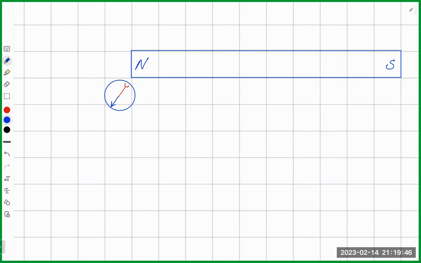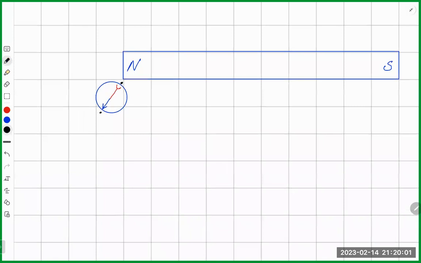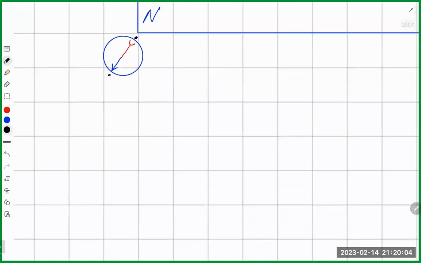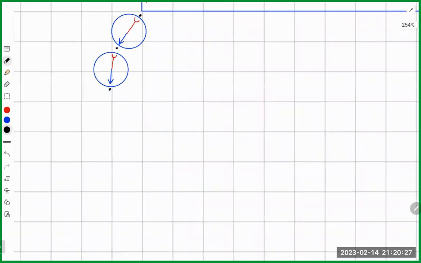So what you can do is you can put a dot at the back and the front. Okay, now you can place the compass again. Make sure the south is pointing towards the dot that you made. The compass will be somewhere like this. Put a dot again. So you keep making dots again and again.